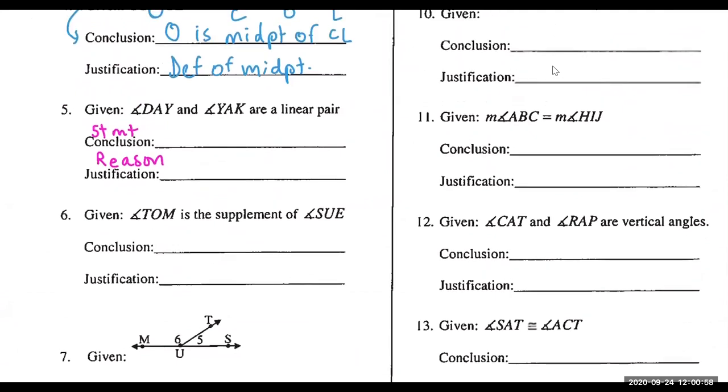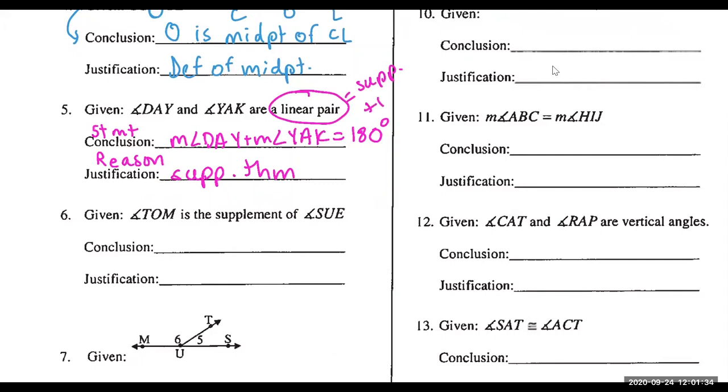Okay, so my statement would be that I know the measure of angle DAY plus the measure of angle YAK is equal to 180 degrees. You guys, what reason? Hopefully by now you know the reason. What's the reason for your conclusion? Supplement theorem. Good. Okay, I want you guys to compare and contrast that to number 6. In number 5, you had this keyword that we've been using, linear pair, and we said if we see that, supplements theorem.